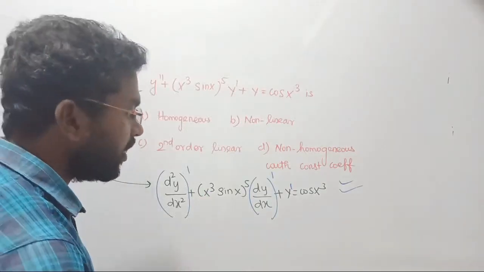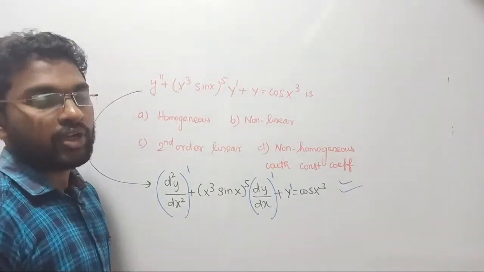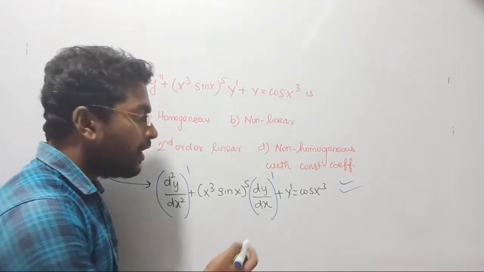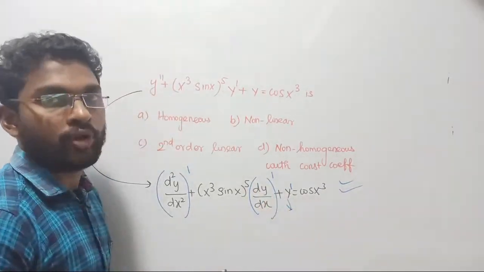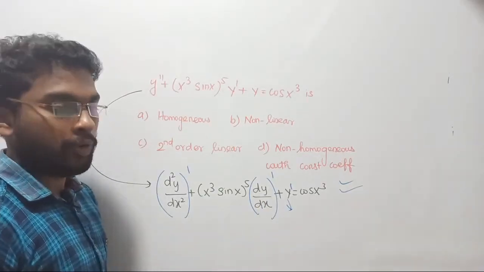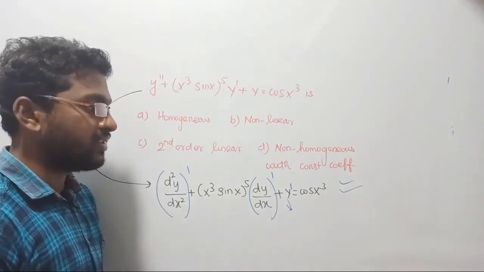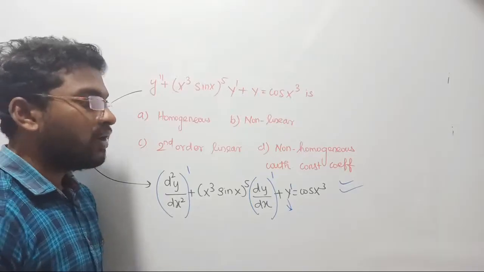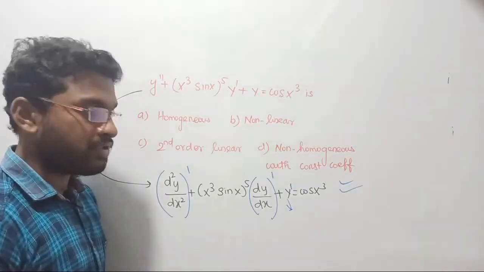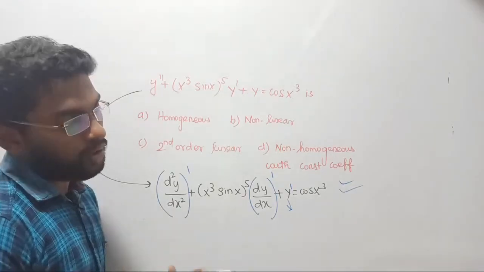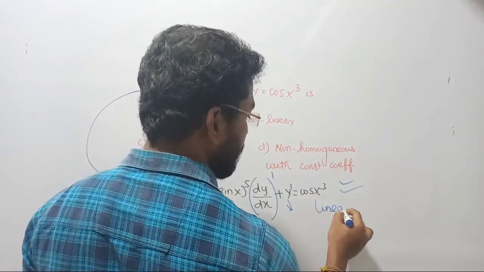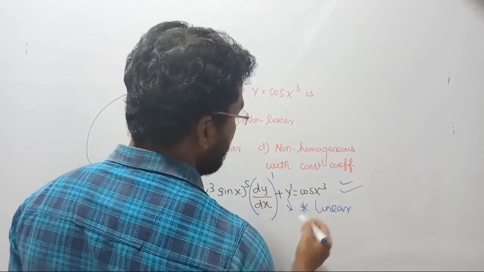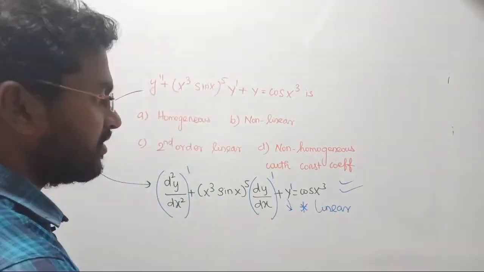Condition number 3 is you are not supposed to keep any transcendental form of the dependent variable, like ln y or e power y, e power cos y, or sin y. Such things are not allowable, so they are called transcendental terms. If there is no such term, then this given system will become a linear system. Do I make any mistakes here? No, my statement is correct, right?